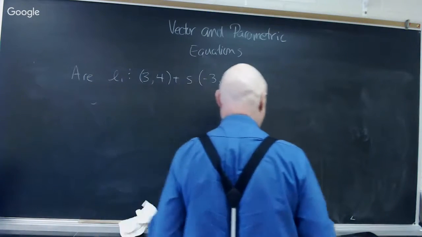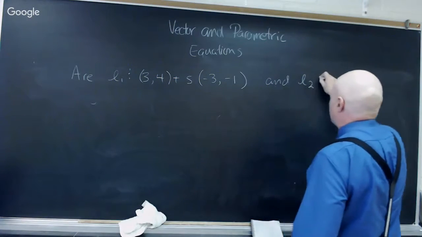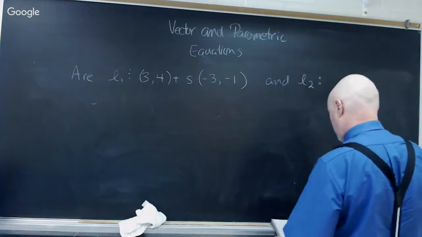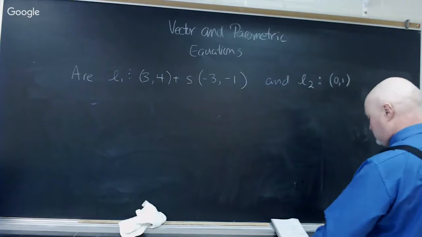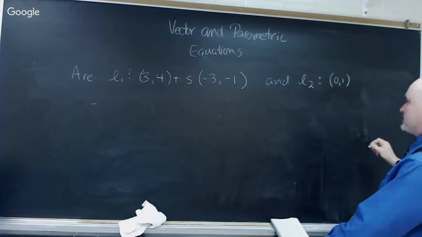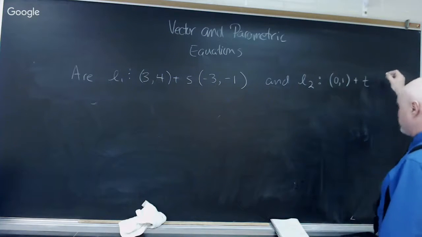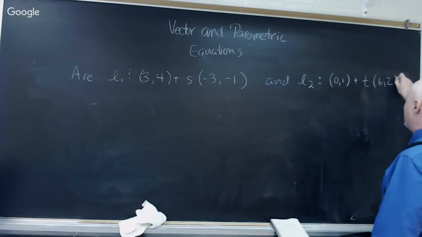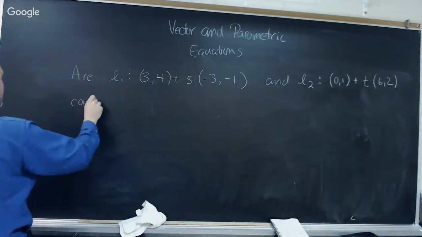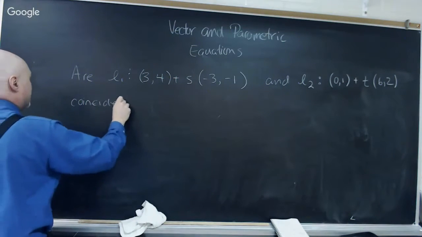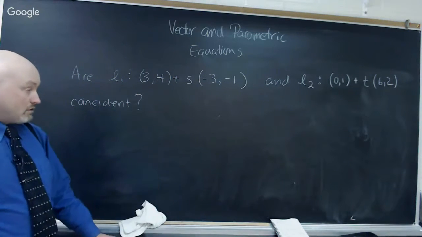And we have a second line out here. So L2, and it has position vector 0, 1. In other words, it's just right up there on the y-axis. Easy to figure out what the y-intercept is for that one. And so two different definitions for the line.